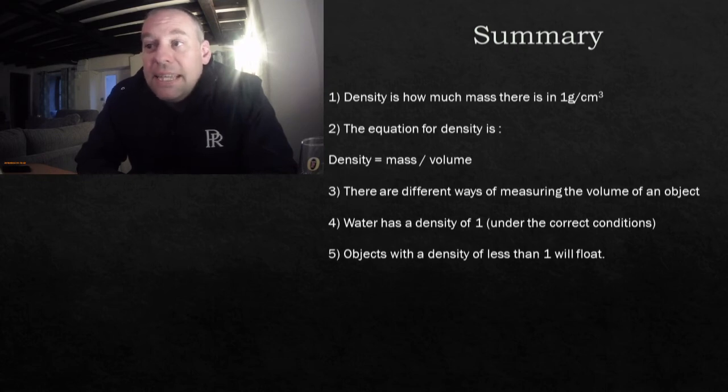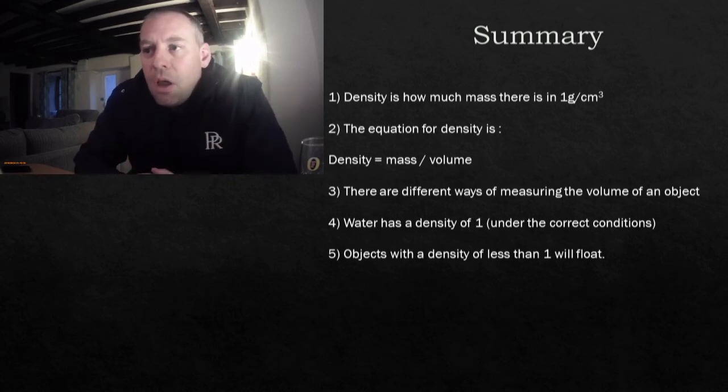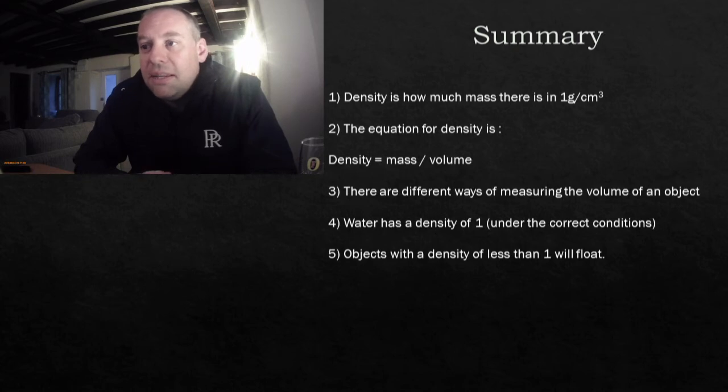We've seen density is how much mass there is in 1 centimetre cubed. So when you think of density, you've got to think of every object as little cubes of 1 centimetre. The equation is density equals mass divided by volume. You need to know that. You need to learn it, you need to memorize it, so that if they ask the question, describe the relationship between density, mass and volume, you immediately say density equals mass divided by volume.